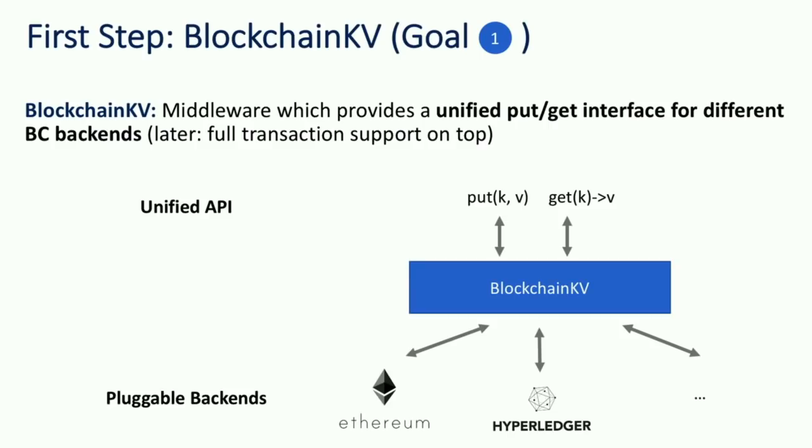So what we've actually been building in the last year is not a full database system, but as a first step, a middleware that has a simple put-get interface, because we think we can use this as a basic building block to build transactions on top later on. And it also gives us a proof of concept: how far can we get with transaction rates if we have just a simple put-get workload. So we have a blockchain key-value store that supports at the beginning only the simple put and get operations, and we have pluggable backends.